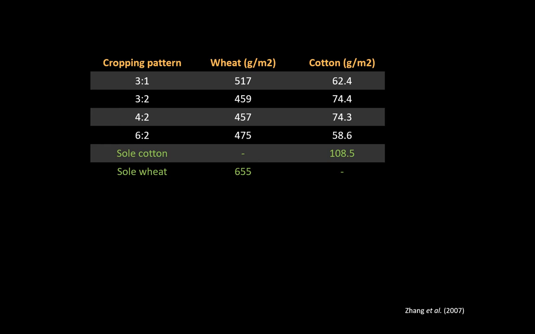So what you can see here is the wheat yield for the four different cropping patterns, as well as the cotton yield for the four intercropping patterns, and also the yields for the cotton and wheat sole crops, so monocultures. And of course, in all cases, the yields in the intercrop are lower than in the sole systems, both for wheat and cotton. But it is of course important to realize that in intercropping systems, they're both present in the field, in contrast to the sole system. So that means that if you want to calculate the yield for the system, you can actually add them.